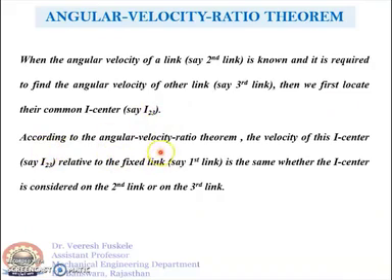Then according to the angular velocity ratio theorem, the velocity of I center I23 relative to the fixed link, which is the first link here, is the same whether the I center is considered to be on the second link or on the third link. It means we'll take the velocity of I23 relative to the fixed link, and it will be the same whether we consider I23 on the second link or on the third link. In both cases the velocity will be the same.